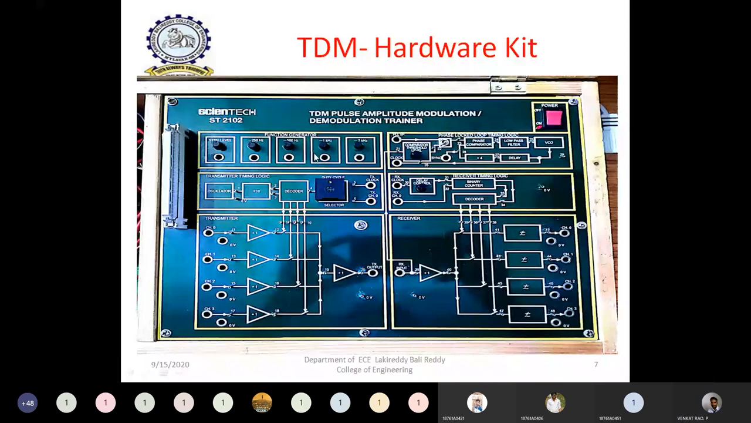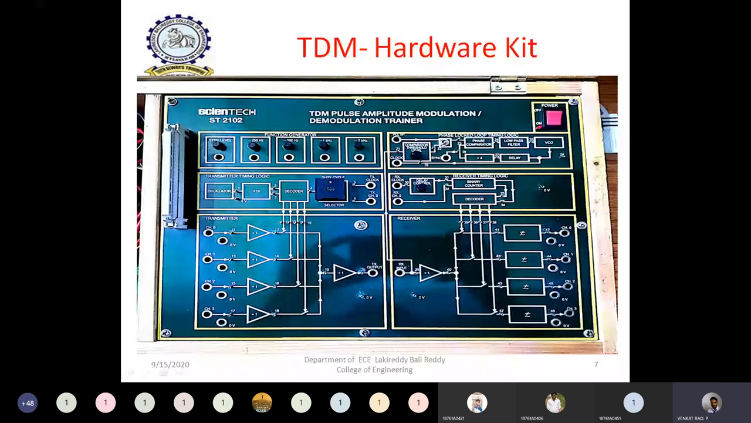Now, all these 4 signals must be connected to the multiplexing process. All of you carefully observe: there is a block here called the transmitter, and here there is another block represented as the receiver. That means in this block multiplexing is done, and in this block demultiplexing is done. So first we'll observe how multiplexing is done.